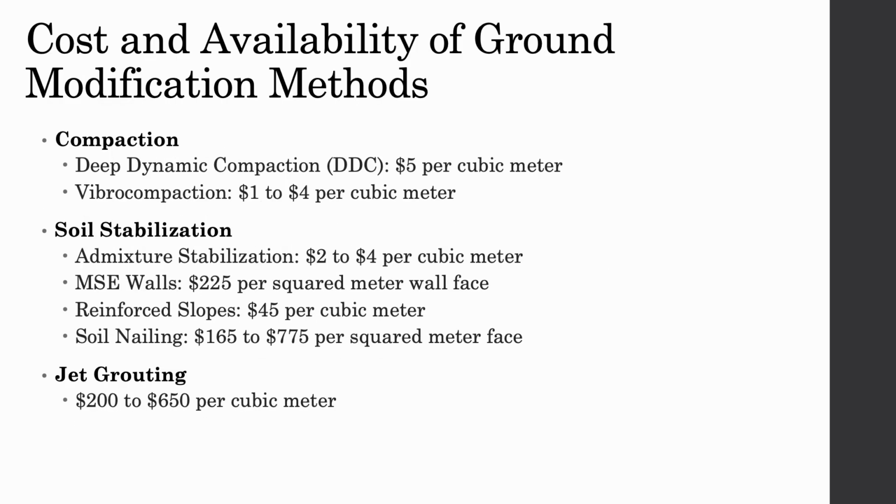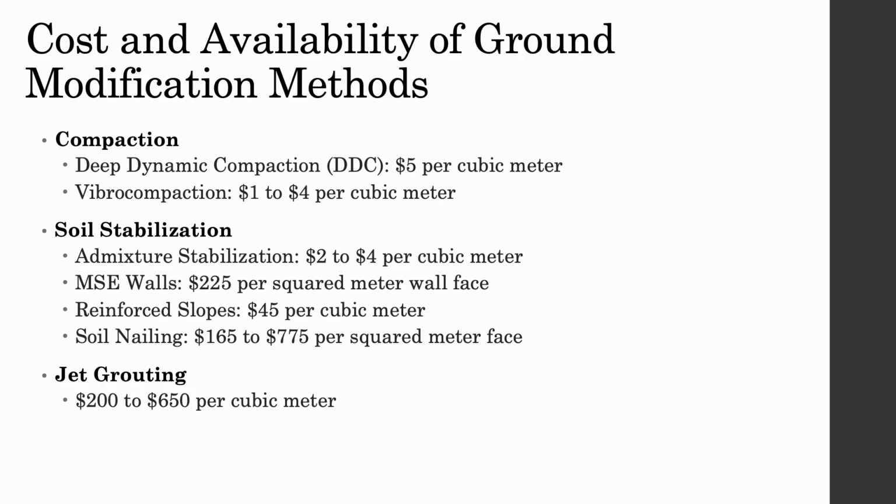Now, looking at ground modification costs. Again, these numbers are all estimates and can vary by project. Compaction techniques include deep dynamic compaction, which costs around $5 per cubic meter, and vibro compaction, which is slightly cheaper at $1 to $4 per cubic meter. For soil stabilization, admixture stabilization using lime or cement is typically $2 to $4 per cubic meter.